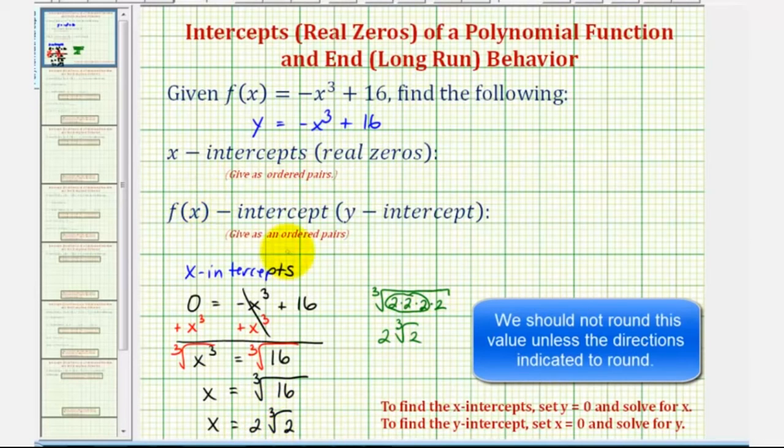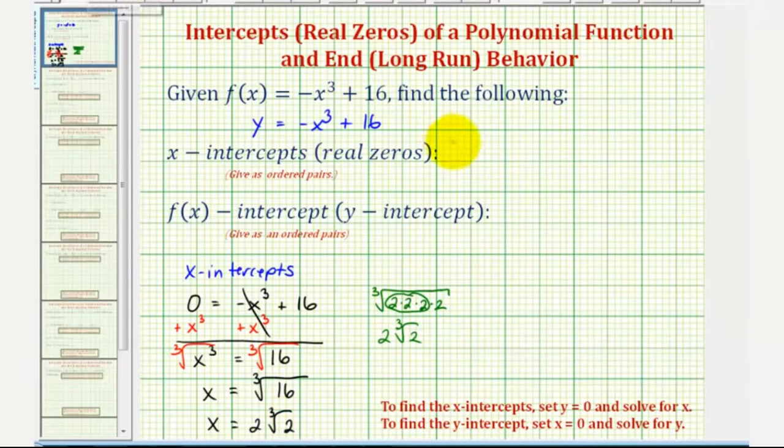We're asked to give the x-intercept as an ordered pair, so the x-coordinate would be 2 times the cube root of 2, and the y-coordinate would be 0. We should also mention that because this is a degree 3 polynomial, and there's only one real zero or one x-intercept, that means the other two zeros would be complex, which we'll address in another video.